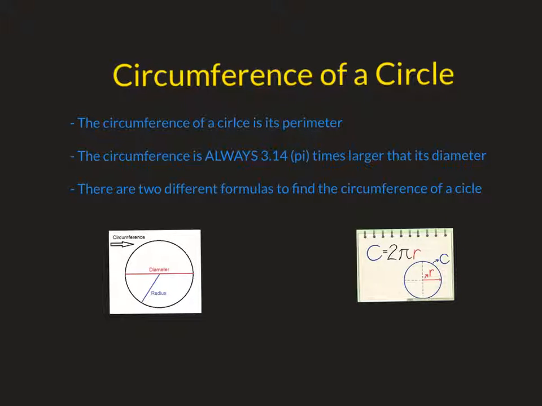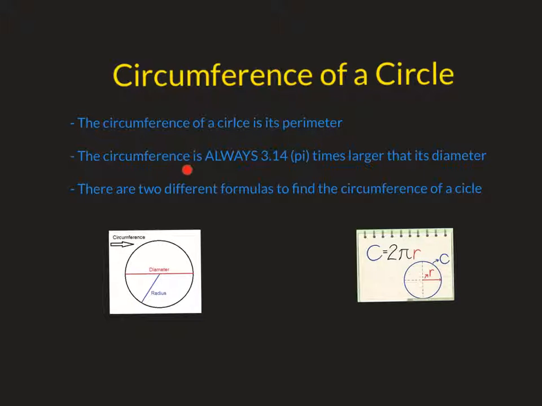Hi, this video is going to show you how to find the circumference of a circle. Here are some important things to remember. The circumference of a circle is its perimeter. So, looking at this circle, the perimeter or the circumference of the circle is the distance around the outside.